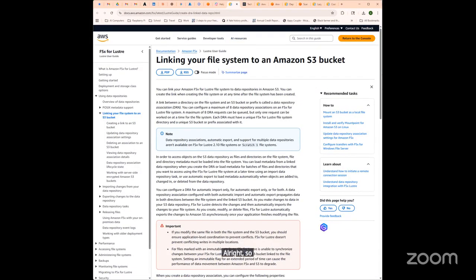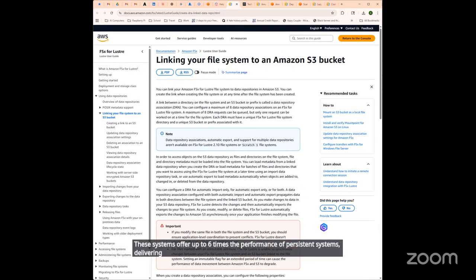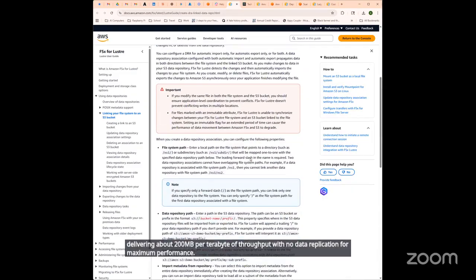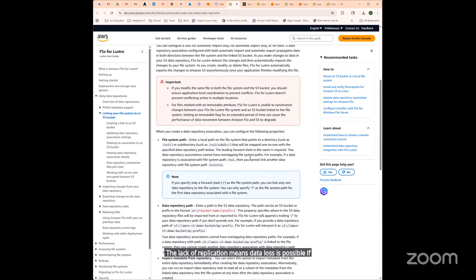All right, so let's go into deployment models. Okay. So there's deployment models and use cases. One, there's scratch file systems. These provide temporary high-performance storage optimized for short-term processing workloads. These systems offer up to 6 times the performance of persistent systems, delivering about 200 megabytes per terabyte of throughput with no data replication for maximum performance. The lack of replication means data loss is possible if underlying hardware fails, making scratch systems ideal for workloads where data can easily be regenerated or where processing time is more critical than data durability.